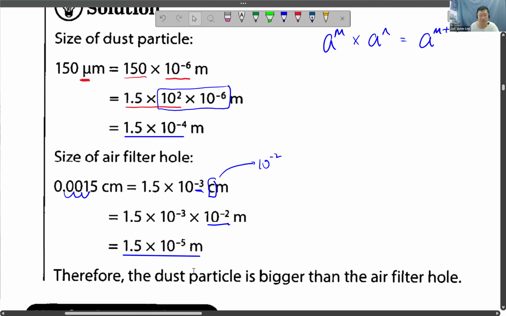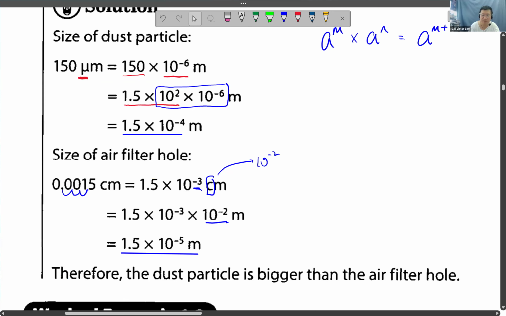Both are 1.5. Which is smaller? 10 minus 5. Minus 5 is smaller, right? So therefore, the dust particle is smaller than the filter hole. And therefore, this filter can be used to trap the dust. If this hole is larger than that, then it's not effective anymore. Can I say? Okay, good.